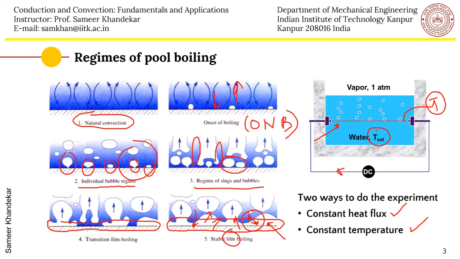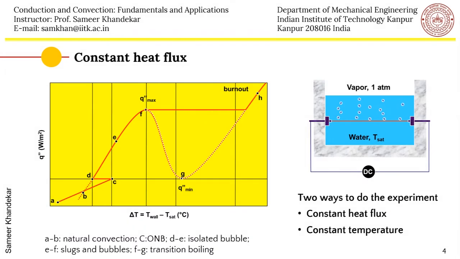So now the question is, how do we model this phenomenon and try to relate it to the local heat transfer coefficient, which will be manifested under these different regimes. So now let us see the experimental results, and first we will do this experiment at constant heat flux, and what we are going to measure is the wall temperature, TW.